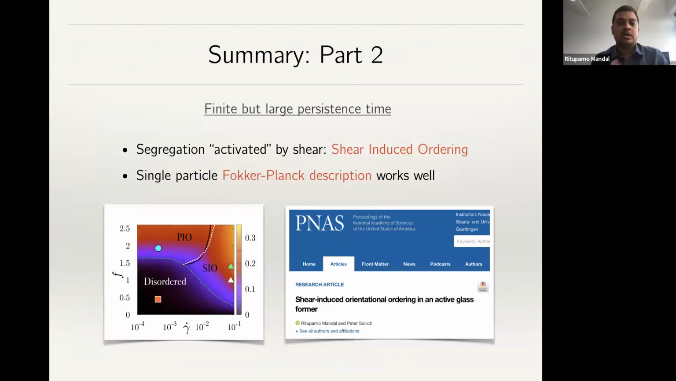So to summarize this part, in the presence of this kind of very high shear rate, you see shear-induced ordering in this system, which is the ordering of the orientational degree of freedom. And note that the orientational degree of freedom is not directly coupled to shear, right? So the dynamics of theta is independent, but because of the shear, they acquire enough diffusion to arrive where they want to, and that's why they get segregated. And also the single particle Fokker-Planck description works quite well, right?